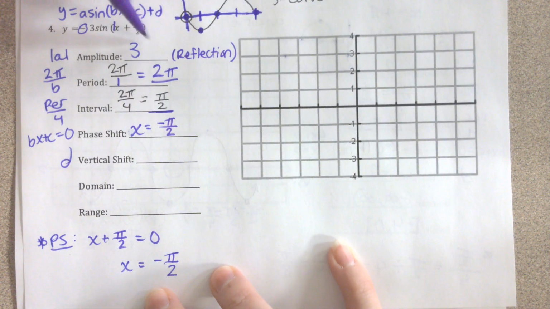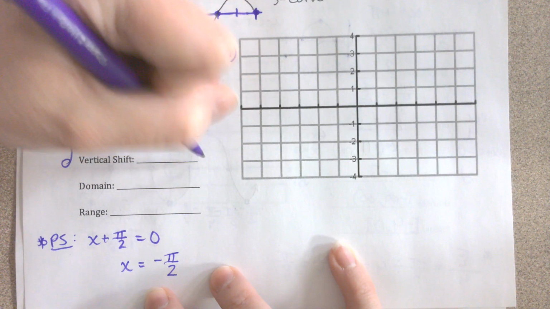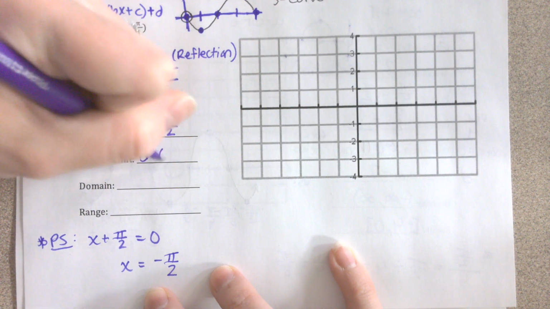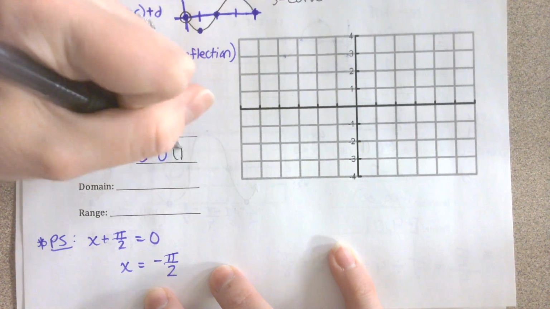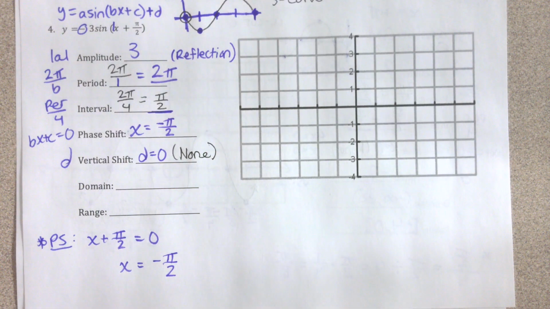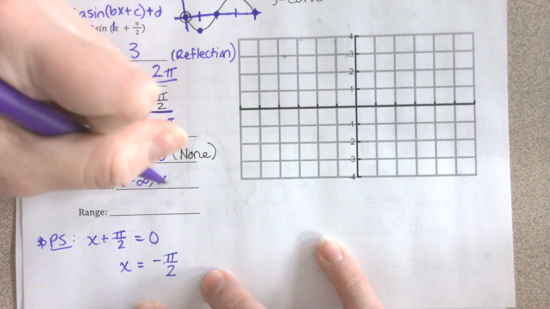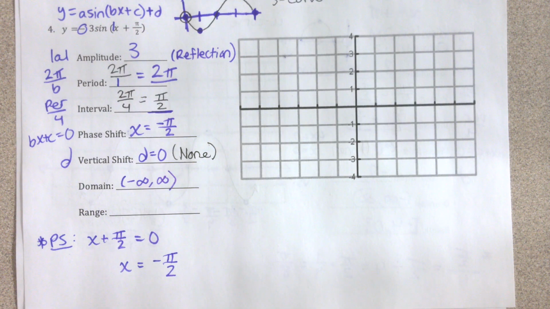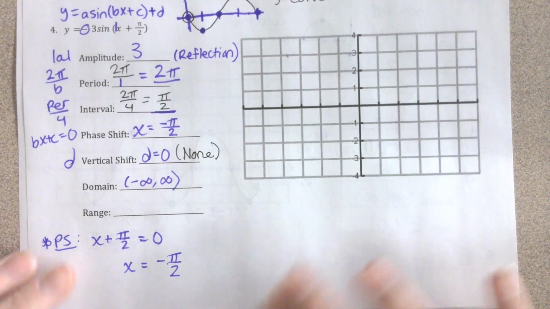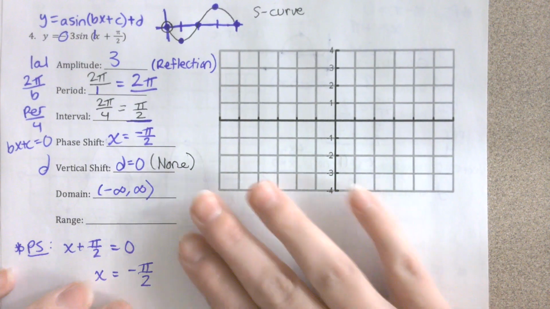Vertical shift, the d value at the end. And in this case, there is nothing there. It is blank. So it's 0. You can write d equals 0, or you can write none. Both answers are correct. That just means we don't have a vertical shift. Domain, the infinities, negative to positive. Put them in the right order, please. Range we'll get to later. Let's set up the graph.